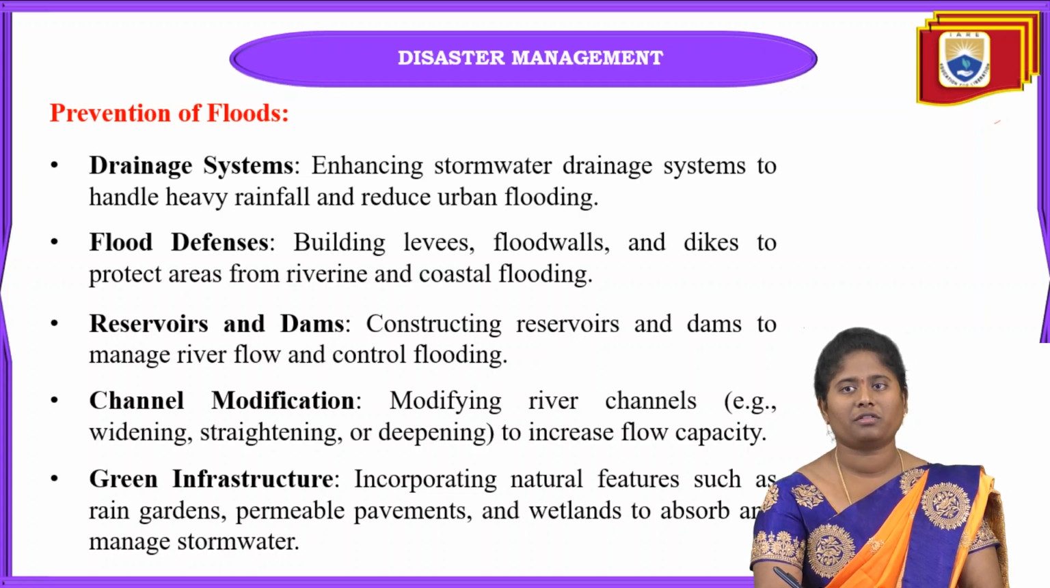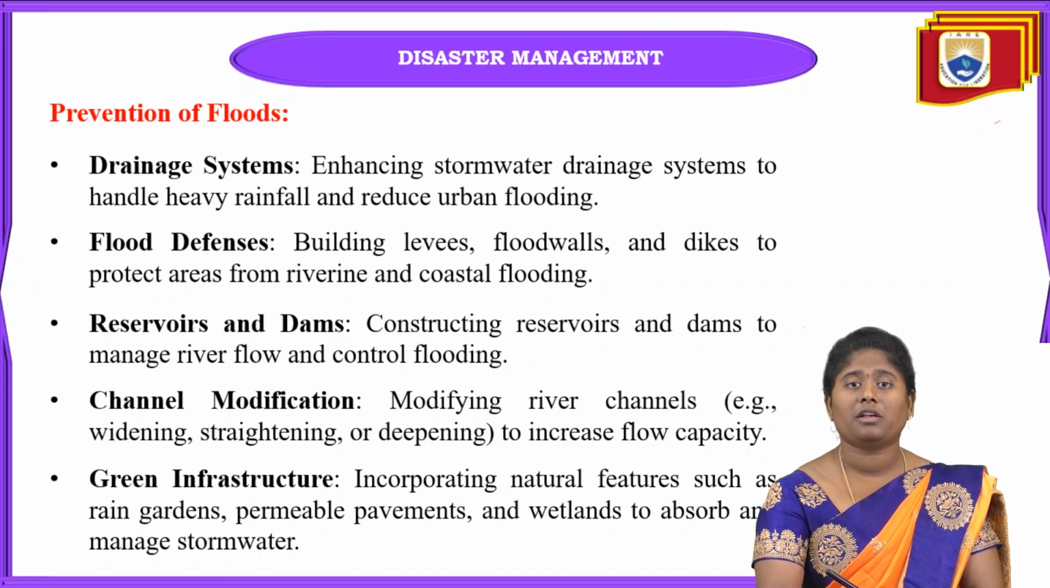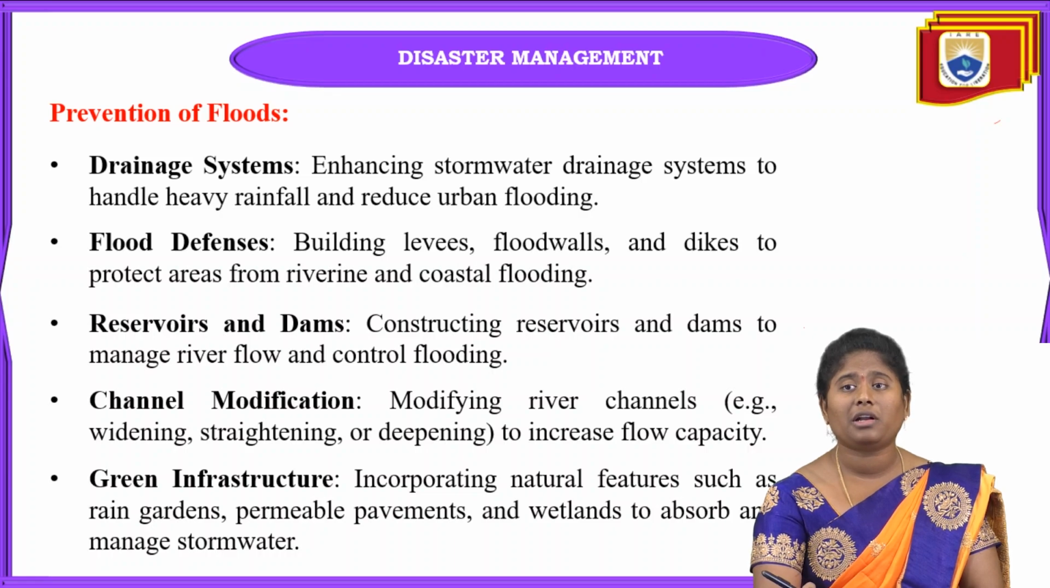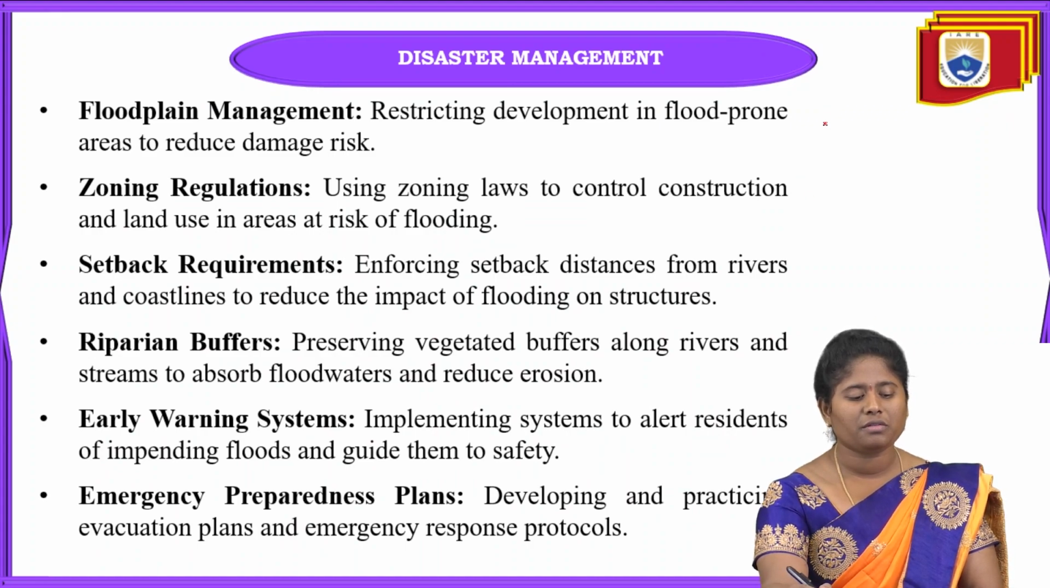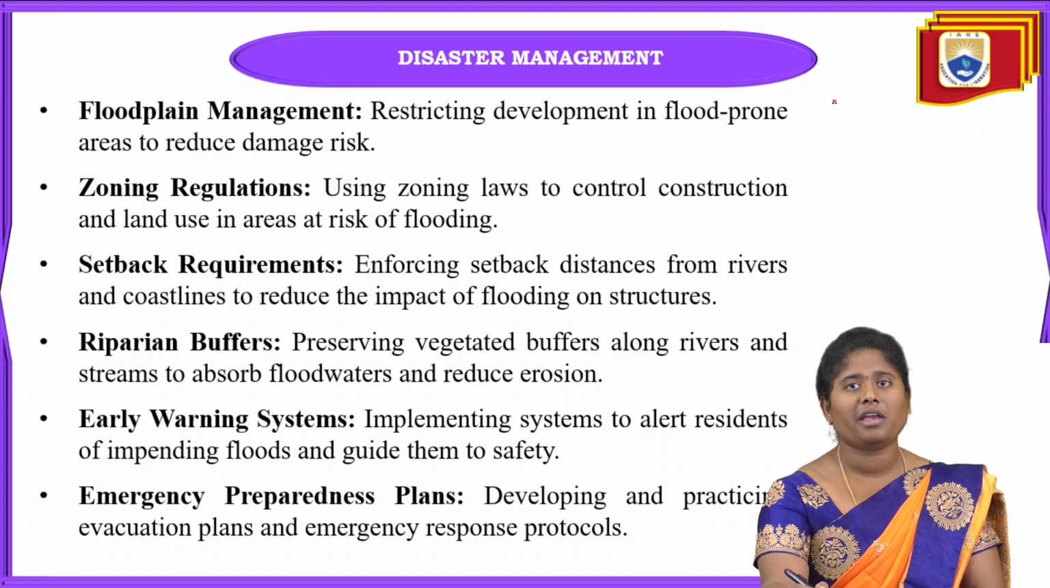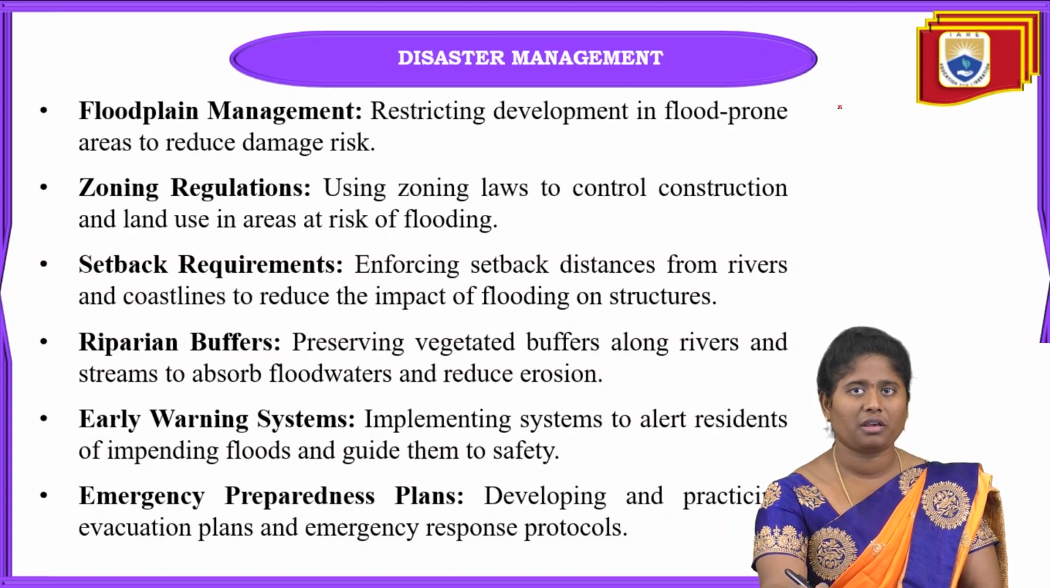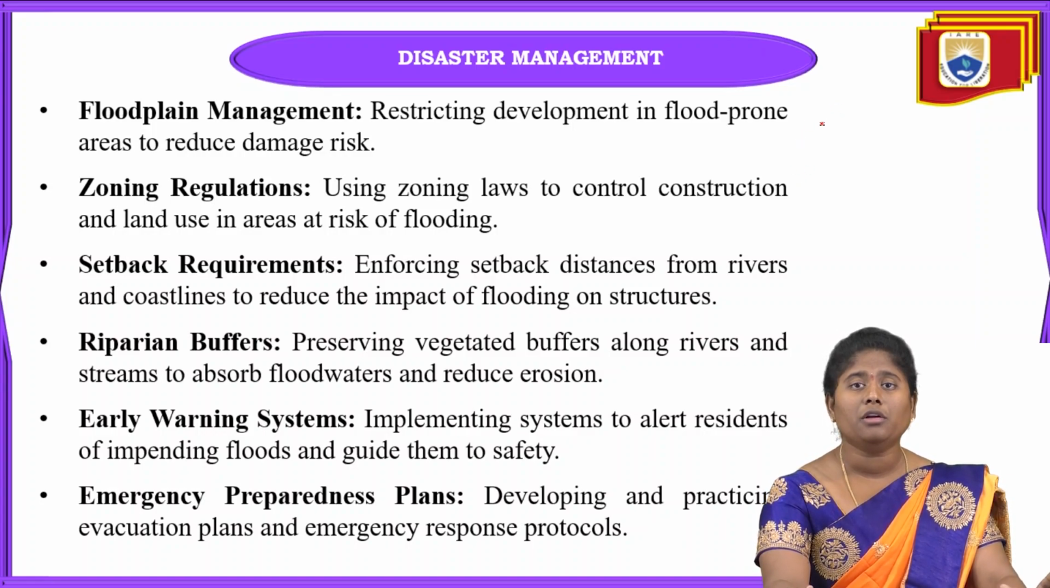Next one is green infrastructure, where we incorporate natural features, such as building small gardens and rain gardens. Next, we can use permeable pavements and construct wetlands. Why? Because they absorb storm water, and if they can absorb it, we can prevent the floods. Next one is floodplain management, where we restrict development in flood areas to reduce the damage risk. Okay. Next one is zoning regulations, where we use zoning laws.